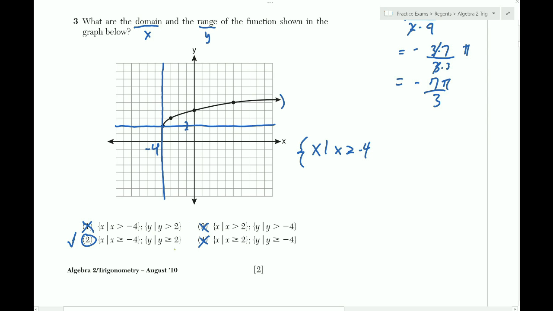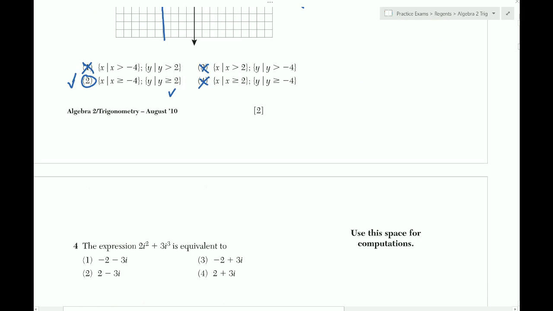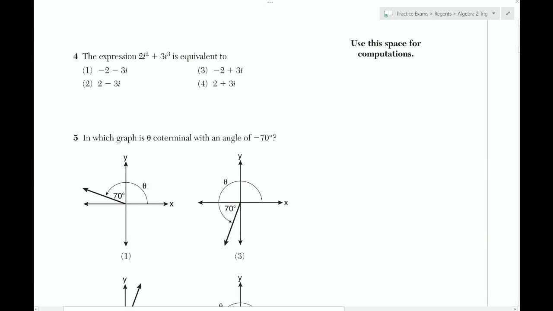The expression 2i squared plus 3i to the third is equivalent to. Okay, so for this one we're going to need our i values. i to the 0, i first, i second, and i third. So anything to the 0 power is 1. Anything to the first power is itself. The definition of i squared is that it equals negative 1, and then you just have to finish the pattern with a negative i. So also you can multiply i times i squared and add the exponents to get i third. So that would be i times negative 1, which is negative i.